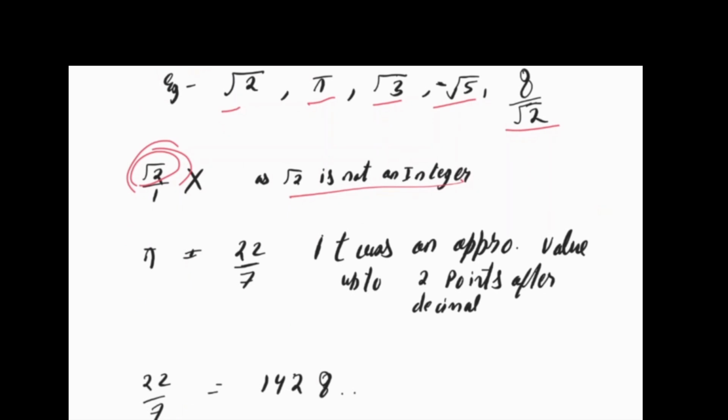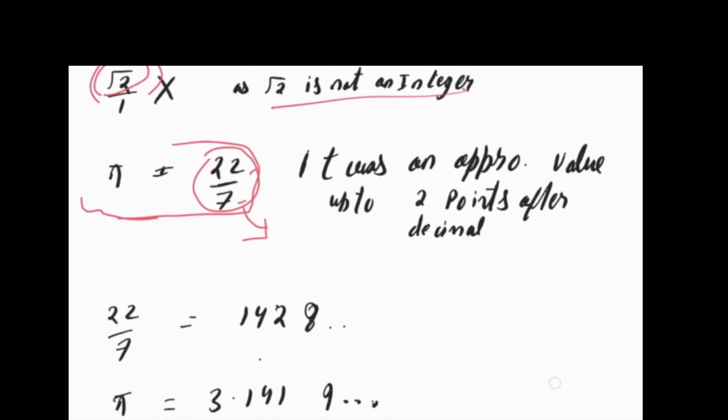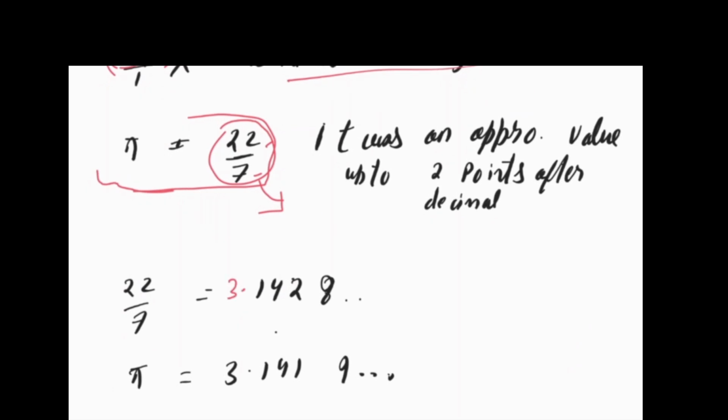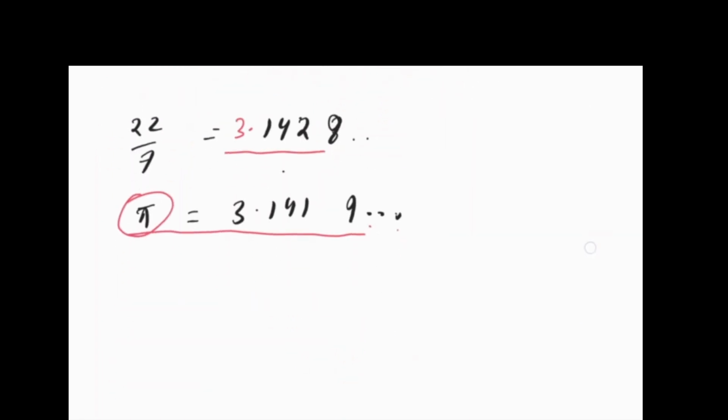Now some of you also say that we write pi as 22 by 7, where both 22 and 7 are integers, but some of you might not be aware that pi is not equal to 22 by 7. 22 by 7 gives an approximate value of pi up to 2 places of decimal. It is not the correct value of pi. 22 by 7 is equal to 3.1428, but the actual value of pi is 3.1419 and so on. That's why pi is also an irrational number.